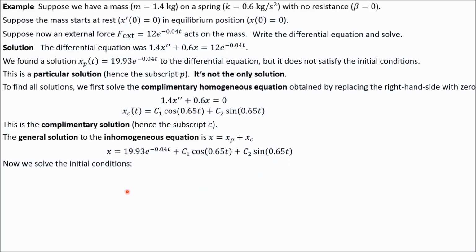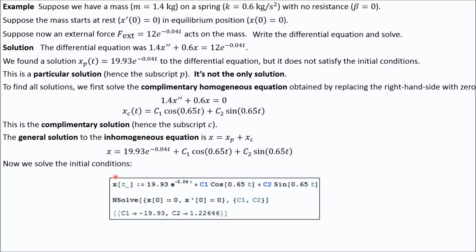Now we solve the initial conditions. So I define x of t to be exactly what I wrote here. And then I solve the initial conditions for c1 and c2. And I find these two numbers for c1 and c2. So we conclude that this is my solution. So this was the particular solution, and then by adding these, it's still a solution to the differential equation, but with the kicker that it also satisfies the initial values of x of 0 equals 0 and x prime of 0 equals 0.